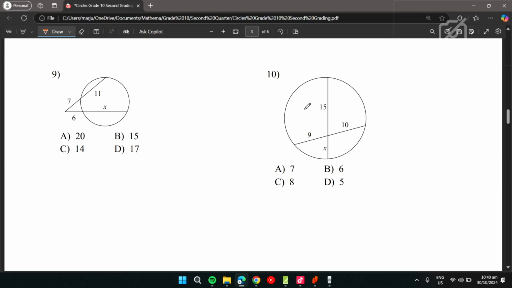Alright, according to Carl, number 9 is B. What about the others? Try lang. Alright, B. Yung iba, baka gustong sumali. What is your answer? Try lang natin, then we'll solve. We'll show the solution.